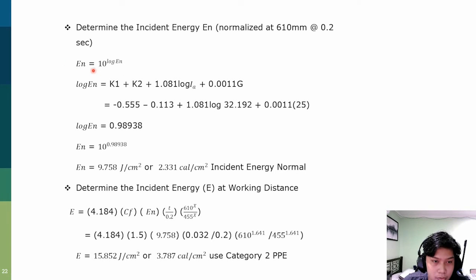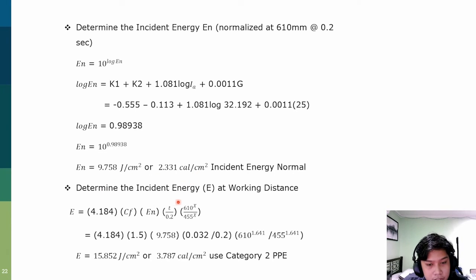So this is the formula. The formula for log En is this one. Substituting the variables, we got this one. Solving for En, we got 9.758 joule per square centimeter or 2.331 calorie per square centimeter.